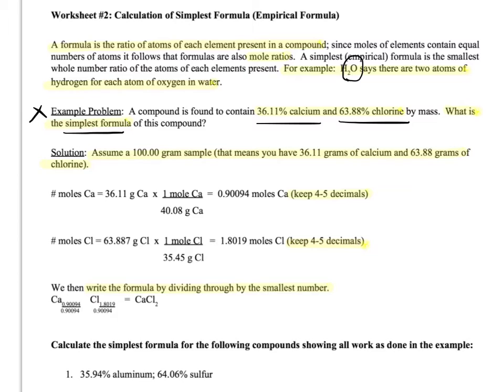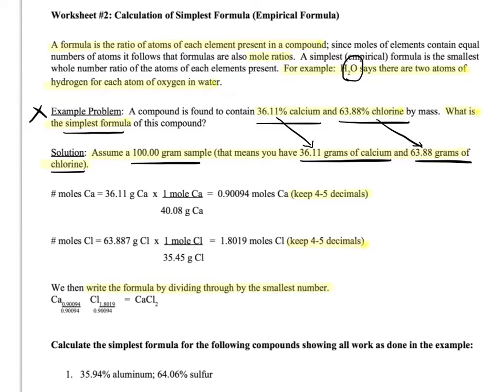So the first thing you want to do just to make your life easier, since percentages are numbers out of 100, is let's just assume that we have a 100-gram sample. All right, the math works out. You can assume you have any amount sample that you want because we're talking about percentages of a whole. And if you do that, that means that these percentages convert directly into grams, right? It's because of the definition of a percent being a number out of 100. So you now know how many grams you have of calcium and how many grams you have of chlorine.